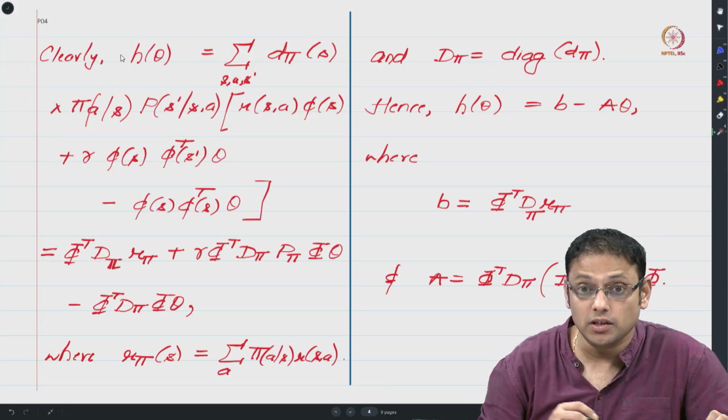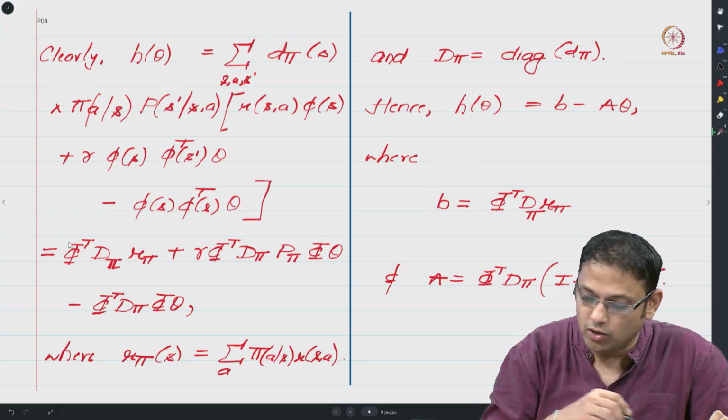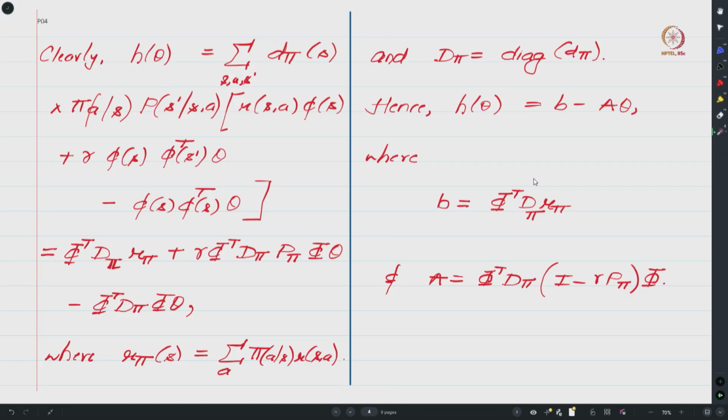Consequently, this h of theta expression can be written as b minus A theta, where b is the term that does not depend on theta, which is phi transpose d pi r pi, and the A matrix is obtained by considering all those theta dependent terms and pulling out everything other than theta. Because of the negative sign, your A matrix will be phi transpose d pi, which you can take as common, times I minus gamma p pi, times your phi. So in this way you have your A matrix, and H of theta equals b minus A theta.